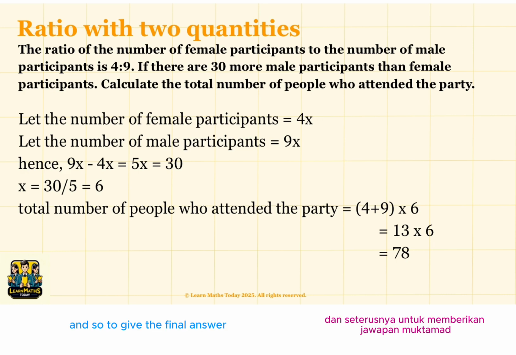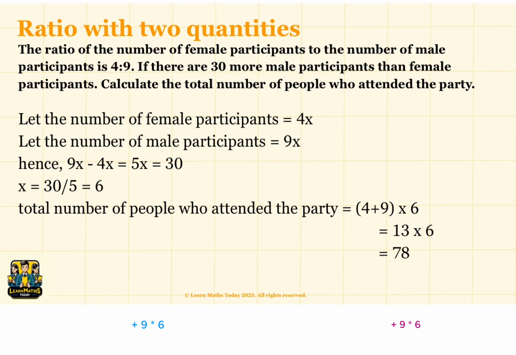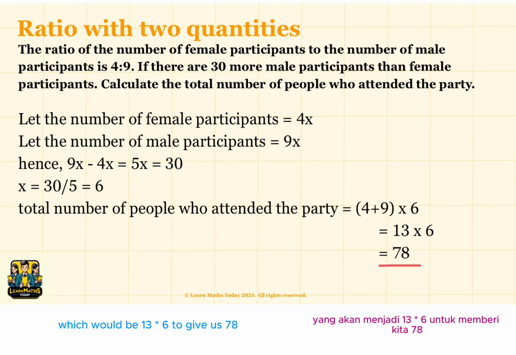And so, to give the final answer, the total number of people who attended the party is 4 plus 9 times 6, which would be 13 times 6 to give us 78.